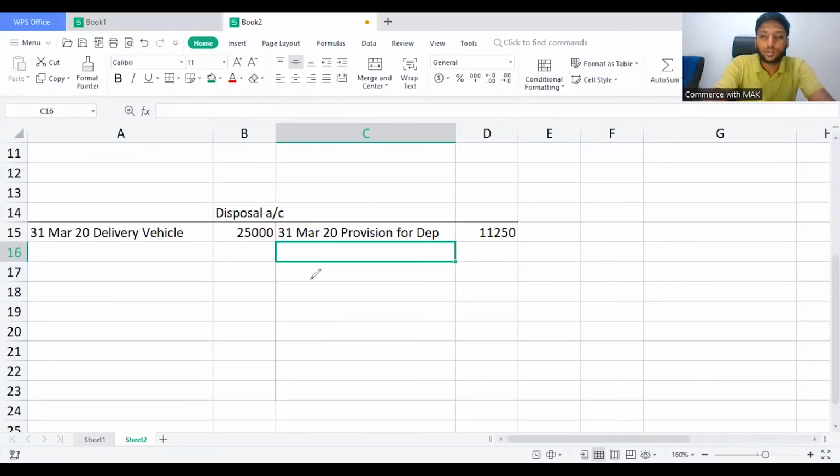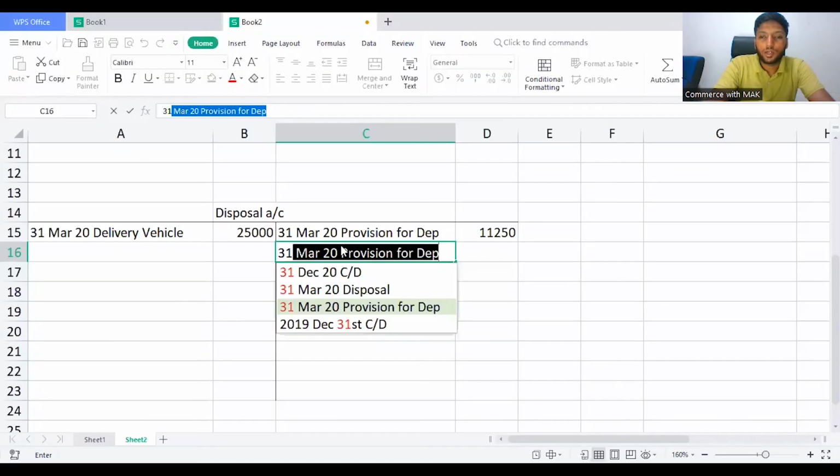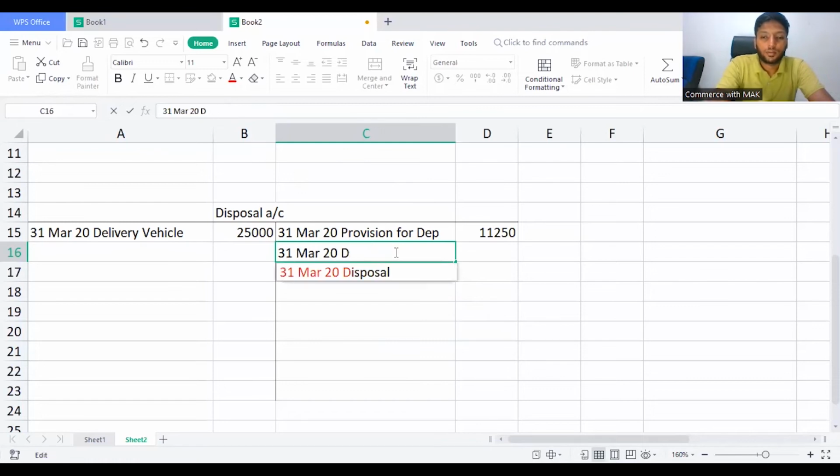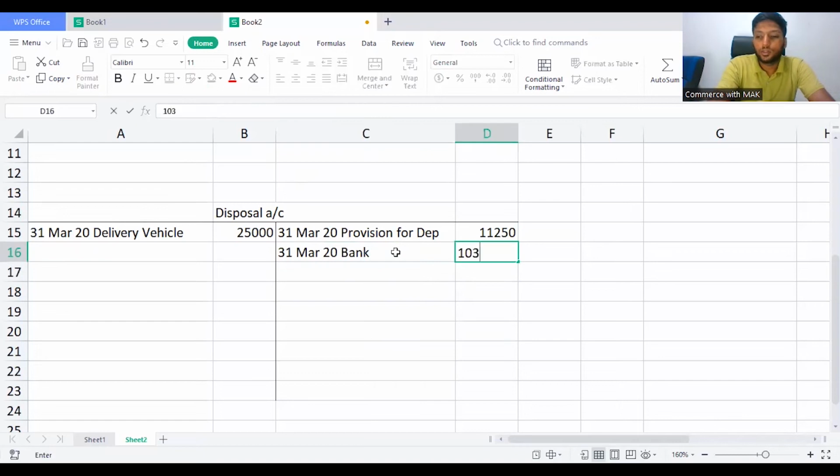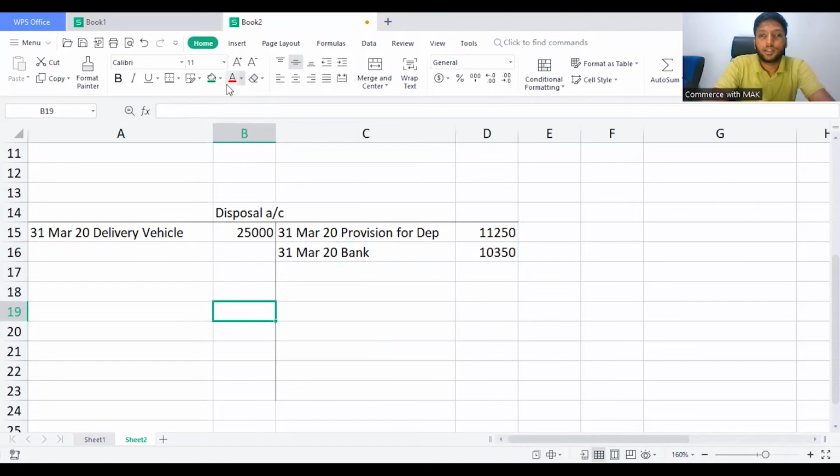So this is also on that particular date. I can write the same date, 31st. Is that the same date they are selling? Yeah, they sold on 31st March. So right here, 31st March, then I'll write bank, 10,350. Actually, the debit side is higher than the credit side.